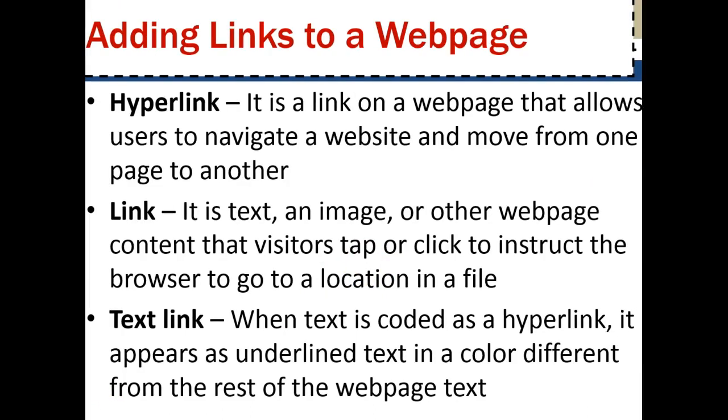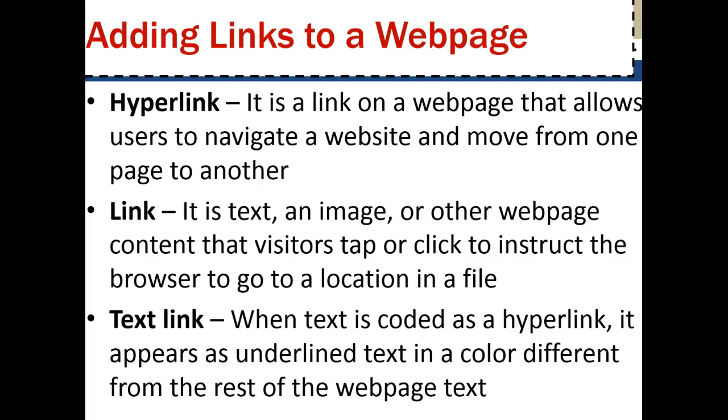So basically, as we said, a hyperlink helps a user to navigate a website and move from one page to another page. The link could be text, an image, or some other web page content that the user can click on and that takes them to another location or file. So when you click on it, you are requesting a file from a server. On the web, links are the primary way to navigate inside websites.